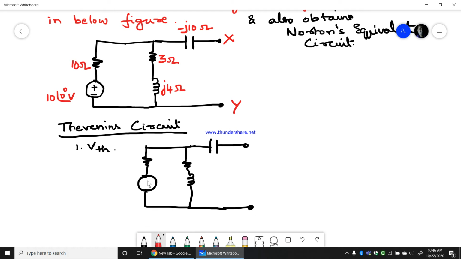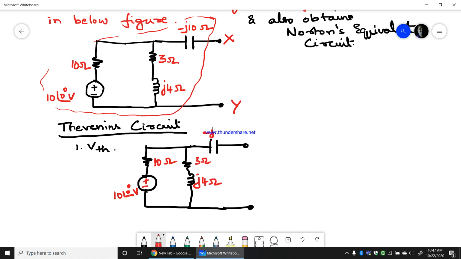So here, as I was commenting, this part is nothing but a linear bilateral complicated network. What you can see, this is the linear complicated network. Okay, 10 ohms, 3 ohms, j 4 ohms, minus j 10 ohms. So we do have this. Now we need to find what is VTH across this open terminal, which is x and y.